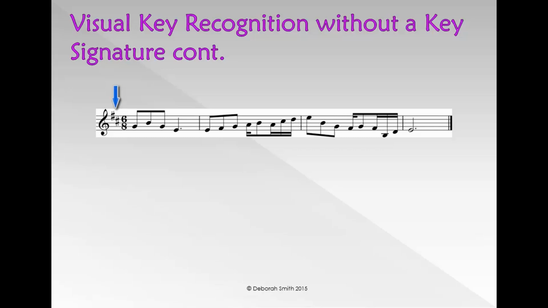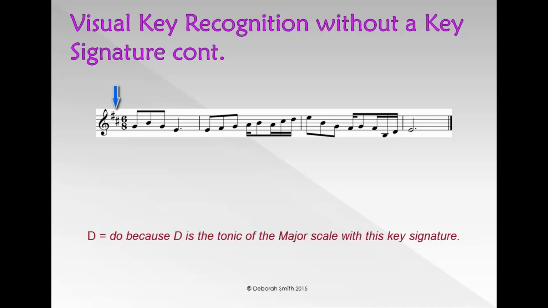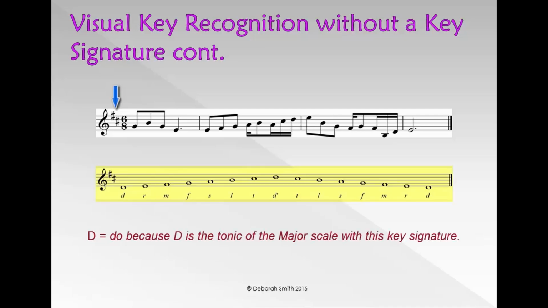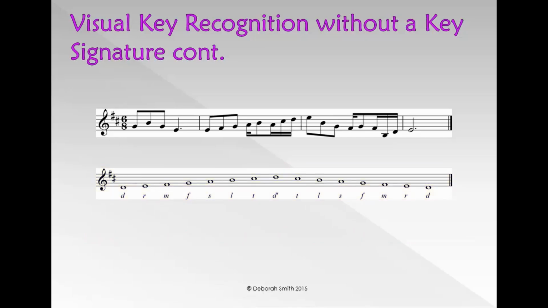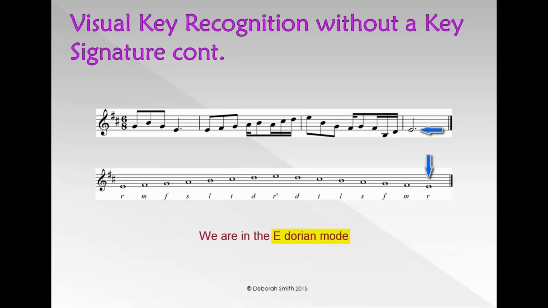If we look at this key signature, we know that D is Do because it is the tonic of the major scale with this key signature. However, if you look at the last note, it does not end on do. It ends on re. When the tonic of a melody is re, we know we are in a Dorian mode. In this case, we are in the E Dorian mode.